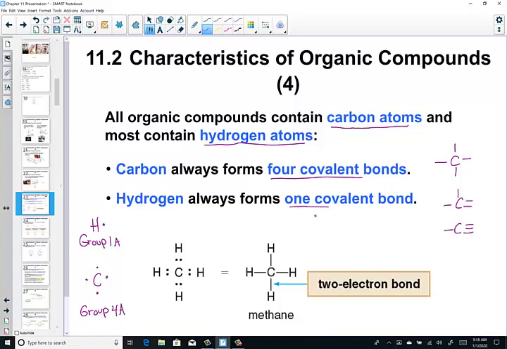So carbon, always 4 bonds. Hydrogen, always 1 bond. And when we designate these bonds, a shared pair of electrons gets replaced by a line to represent the shared pair. So this represents what we know as a single covalent bond.